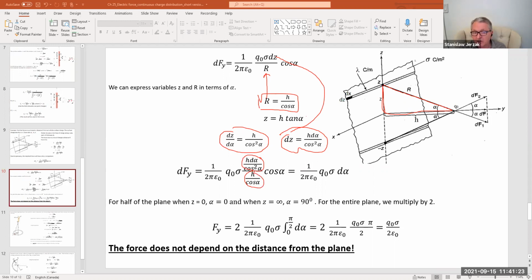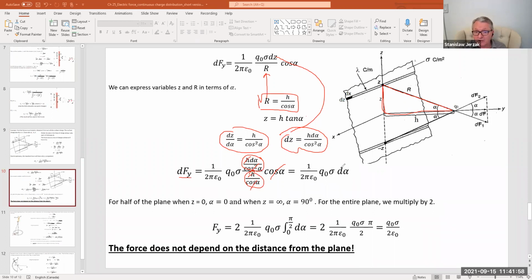And now, as you see, there are many cosine alpha. So this cosine alpha, this cosine alpha, and this cosine alpha will all cancel, and h will cancel as well. So the final expression for the y component of the differential force is just that constant 1 over 2 pi epsilon 0 q0 sigma d alpha. Q0 is constant given, sigma is constant given, epsilon naught is constant. So there is only one variable.